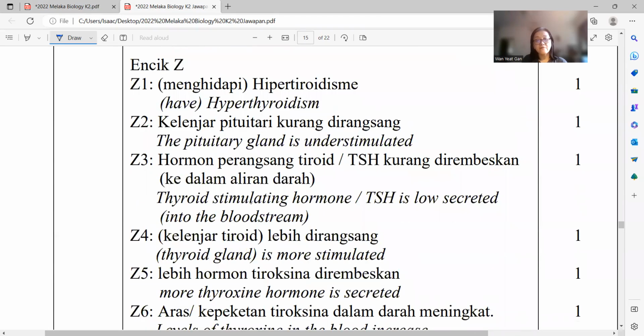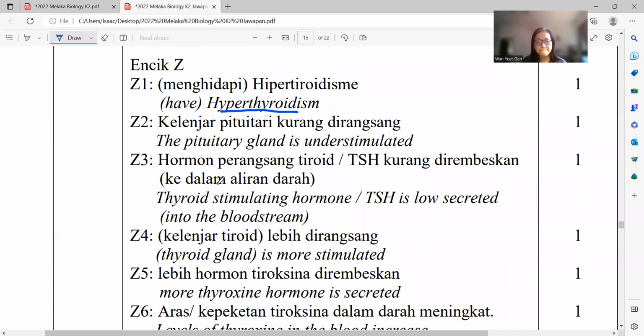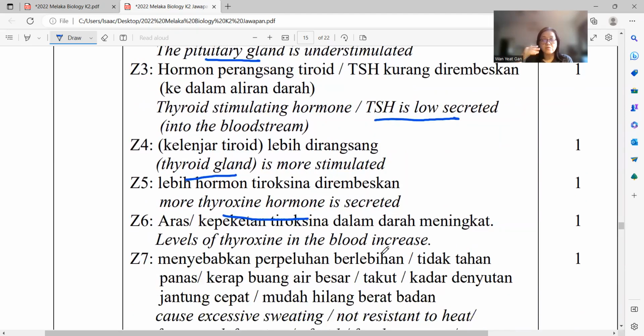Now for Z, he is suffering from hyperthyroidism because the stimulation from the TSH is less. The TSH secretion is low, so the pituitary gland does not produce sufficient TSH, so the thyroid gland here is overstimulated to produce more thyroxine. So the level of thyroxine will increase.